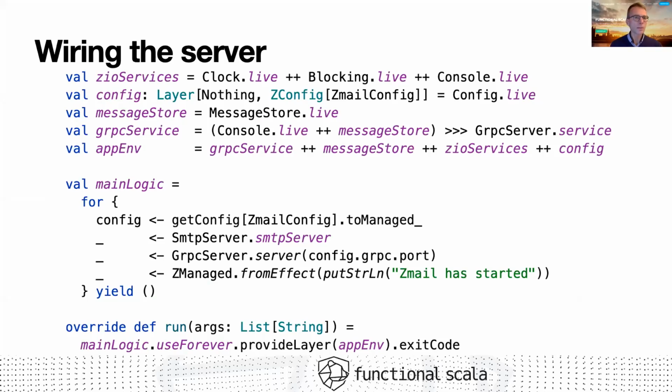How do we wire all this together? It's several different objects glued together here: the configuration file, the MessageStore is created, the gRPC service, and then in the main logic, we just have to get the config from somewhere, start the SMTP and gRPC services, and then we are good to go.